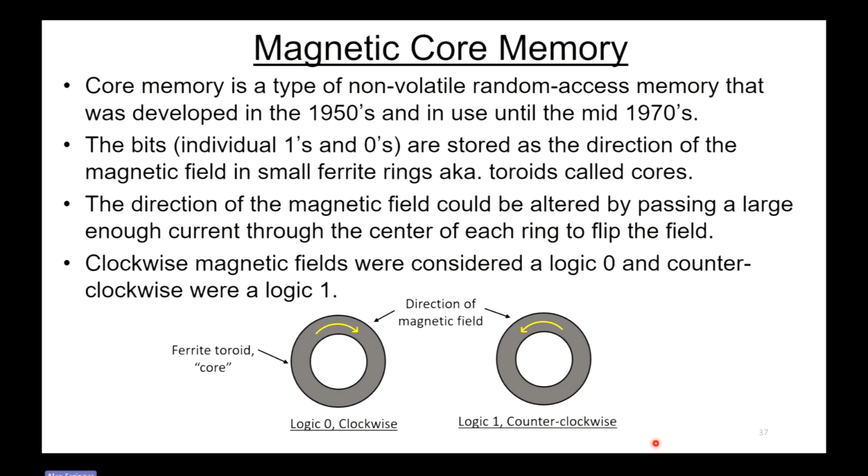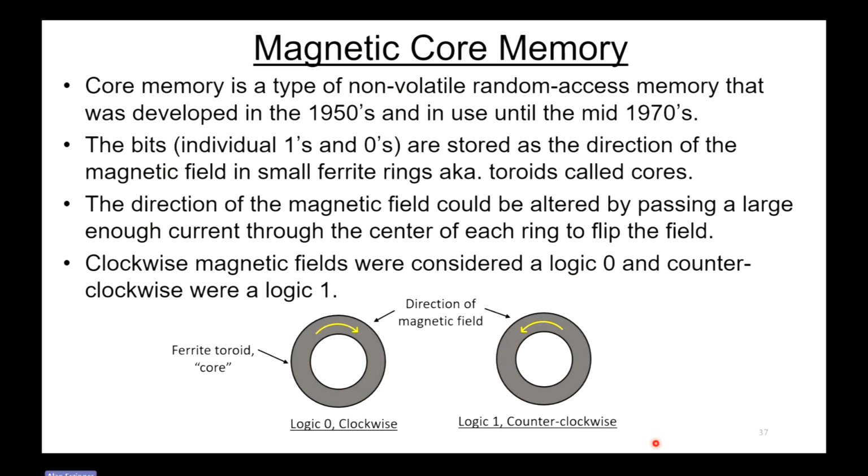Okay, next subject. Now we're going way back, and I have an example of this sitting right down the corner over there by Jonathan. This is magnetic core memory, and you might have heard of it. Core memory is a type of non-volatile random access memory that was developed way back in the 1950s, and it was used until somewhere in the mid 1970s. So this is what was used for all the moon landings. All the navigation computers were done with core memory.